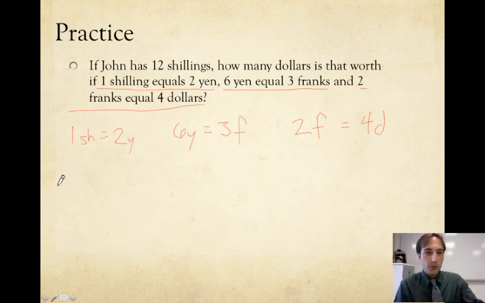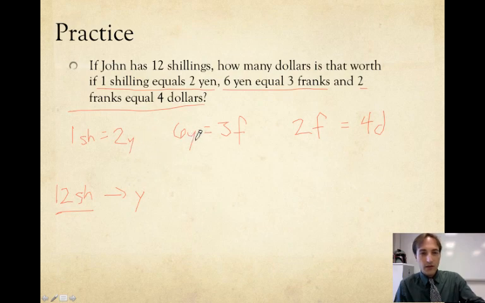All right, so we know that we have 12 shillings, right? That's the given. What are we going to have to go to first? Well, based on our equalities, the only equality we have is shillings to yen. So from shillings we're going to have to go to yen. And then from yen, the only other equality that deals with yen goes to francs. So from yen, we're going to go to francs. And then from francs, we can then go to dollars. So that is our game plan.